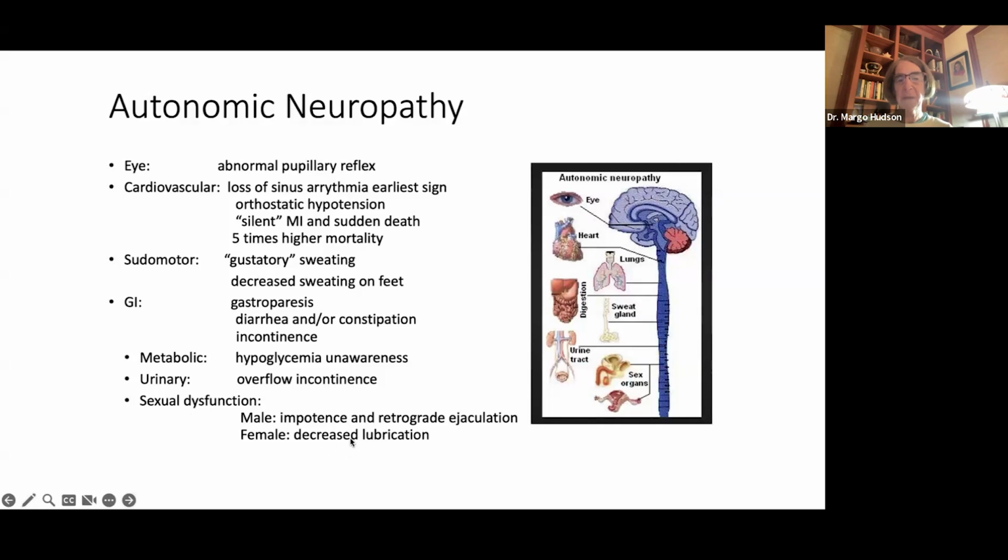Of course, this everybody is aware of. Hopefully, we're asking our patients. Impotence is the big one. Retrograde ejaculation can impact fertility. And in women, there can be decreased lubrication leading to vaginal dryness.